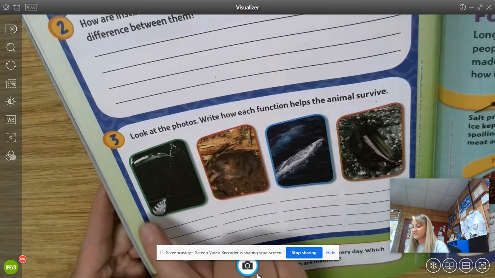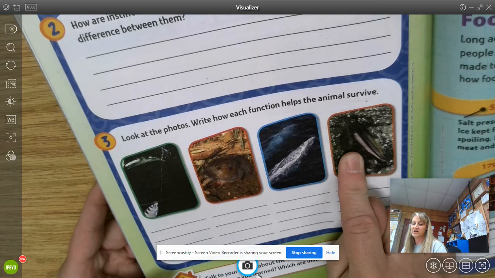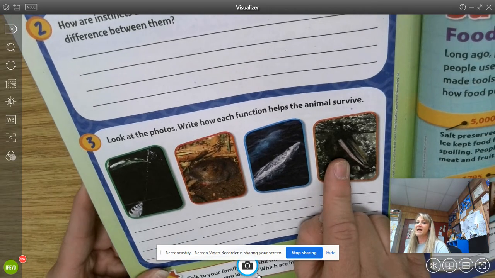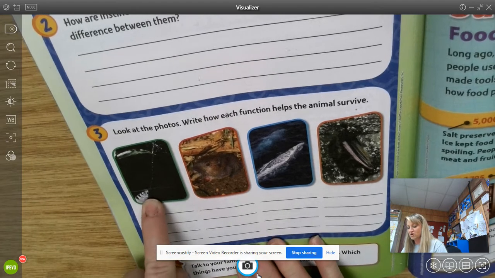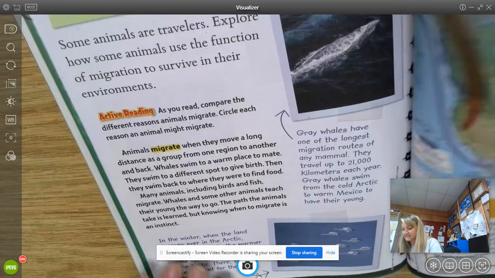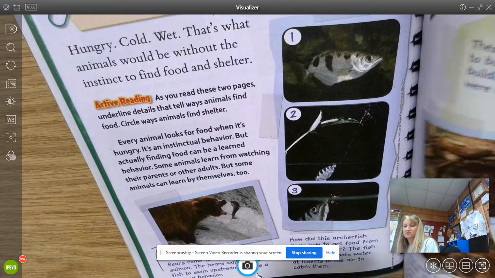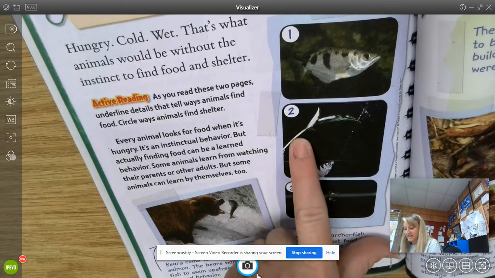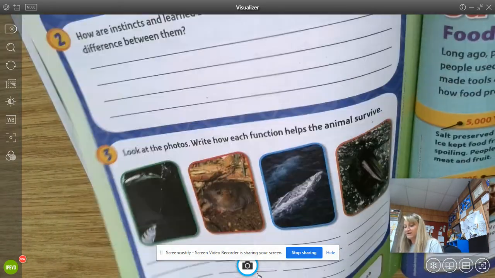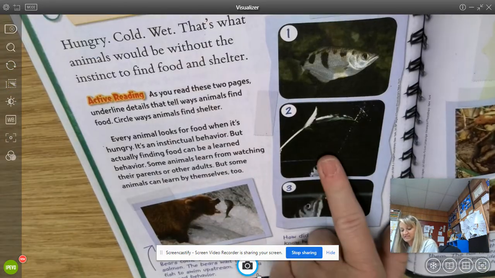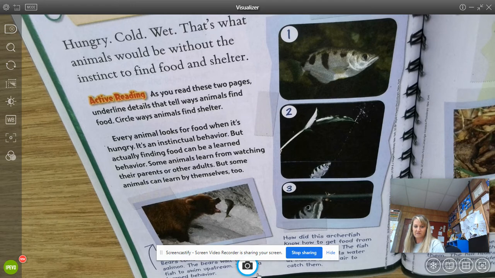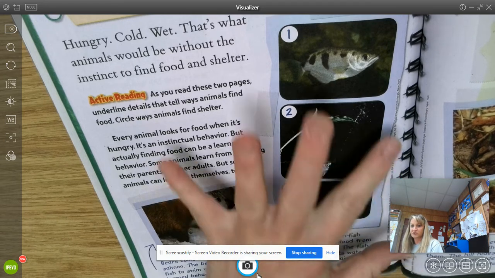Now you're going to look at these photos, and all these photos are actually in your lesson. And you're going to write how each function helps the animal survive. So if you want to find this one right here, you go back to where it is in that lesson. And it is right here. And how does it help that animal? How each function helps the animal survive. So what is it doing to help the animal survive? It's going to be somewhere on this paper as your answer.